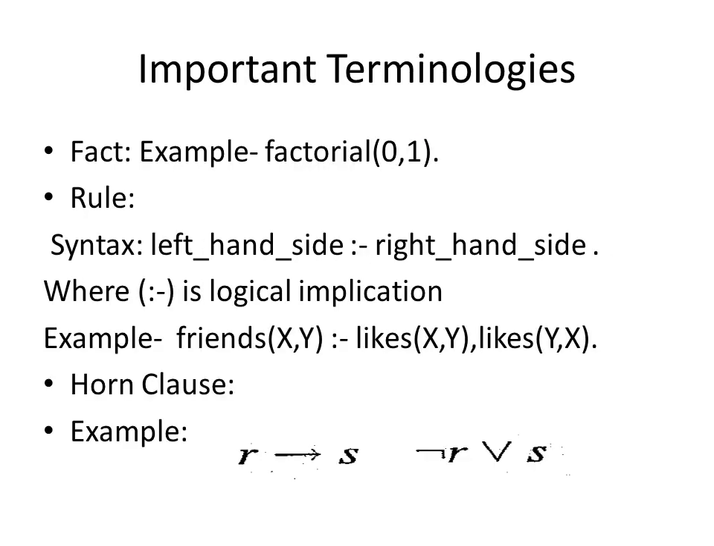Now let us discuss some important terminologies. First of them is fact in Prolog. A fact is a predicate expression that makes a declarative statement about the problem domain. Whenever a variable occurs in a Prolog expression, it is assumed to be universally quantified. Note that all the Prolog sentences end with a period, that is full stop.